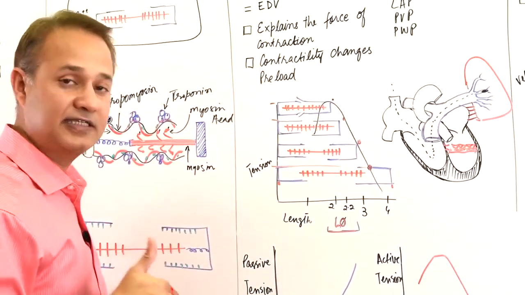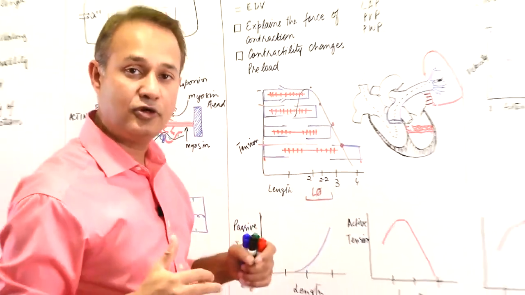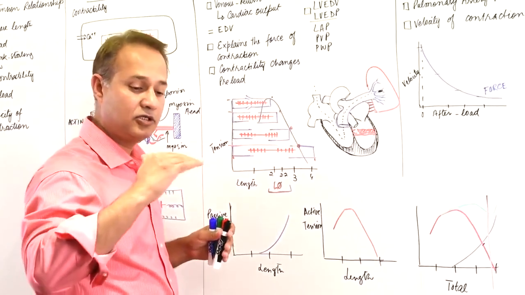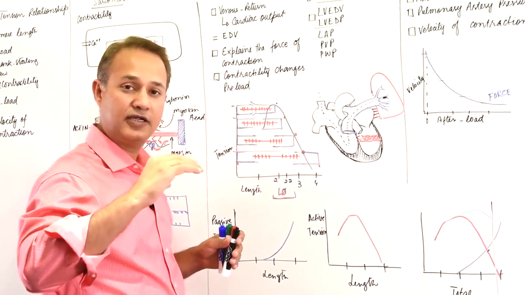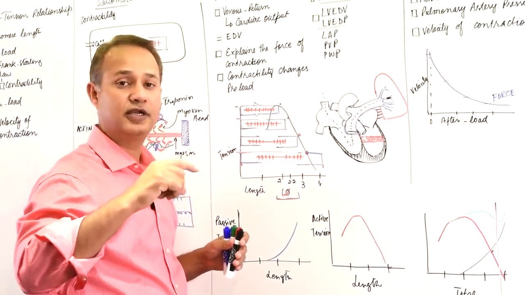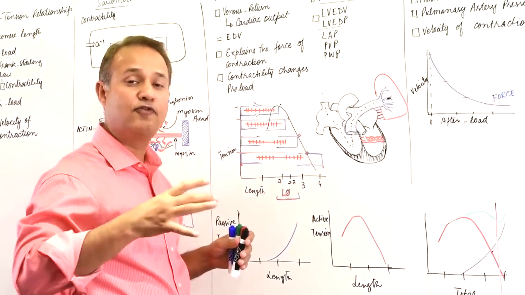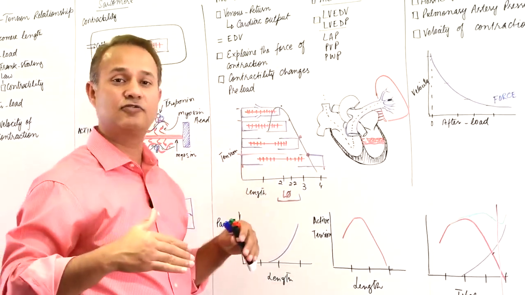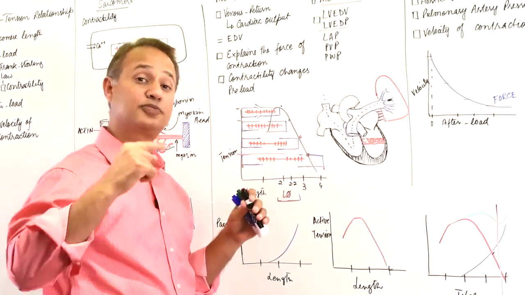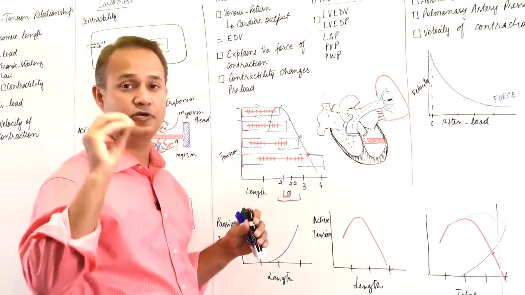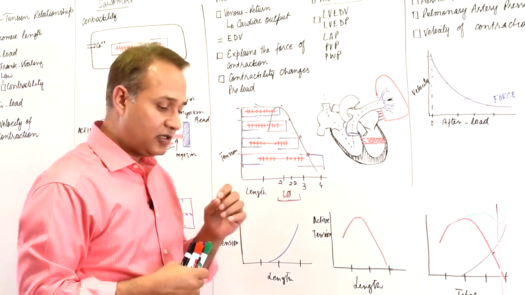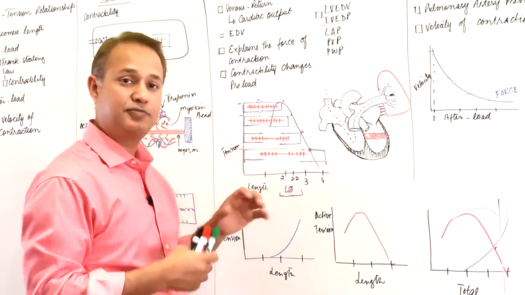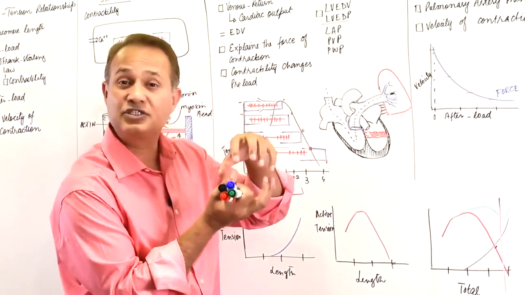So first of all, let's define the preload. Preload is the amount or the volume of the blood and the pressure of the blood in a ventricle before the systole starts. So you can also call it end diastolic volume and end diastolic pressure together make up the preload. The understanding here is this, that preload causes the pre-stretch.